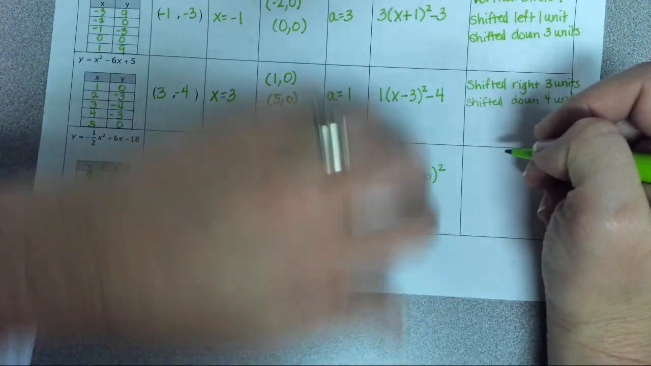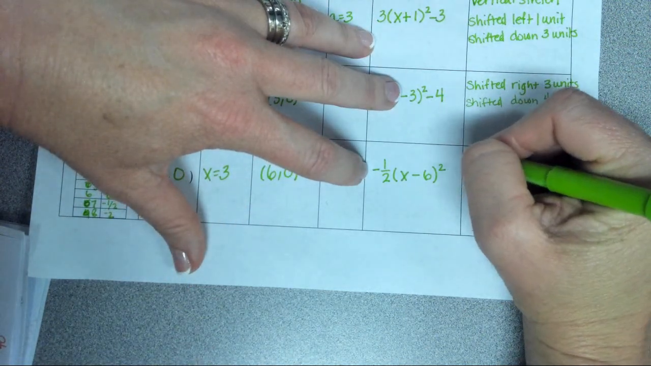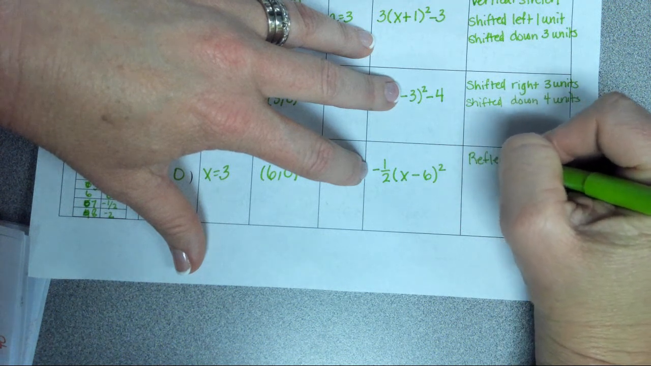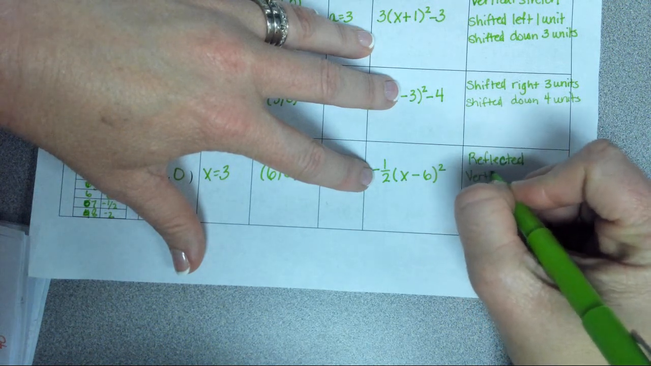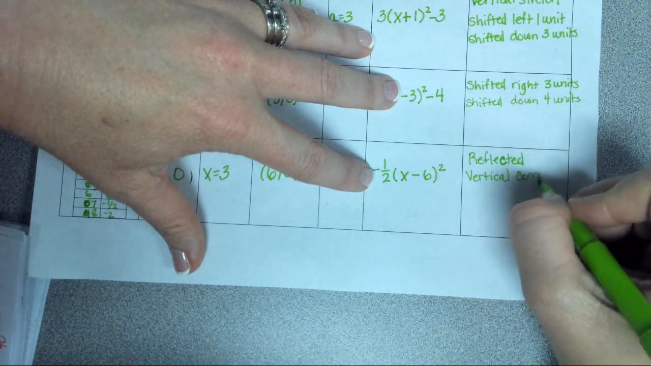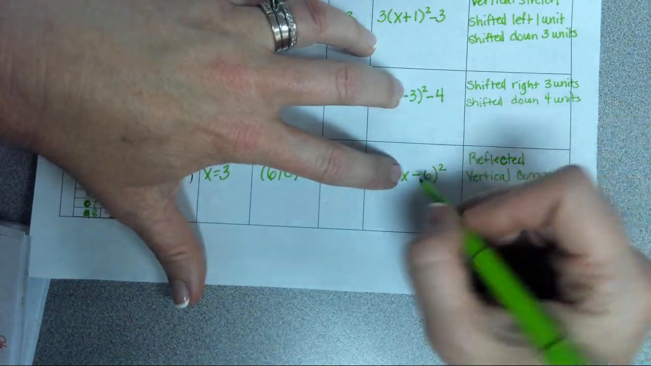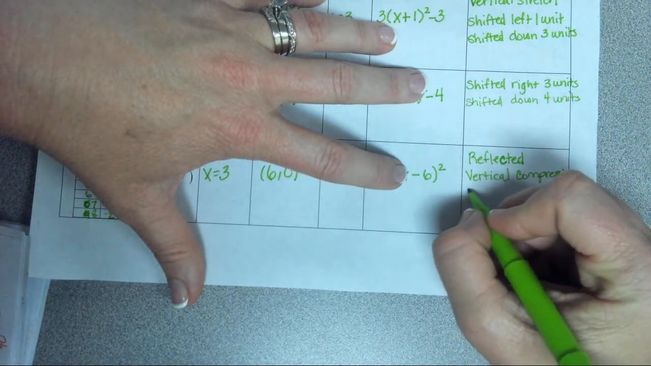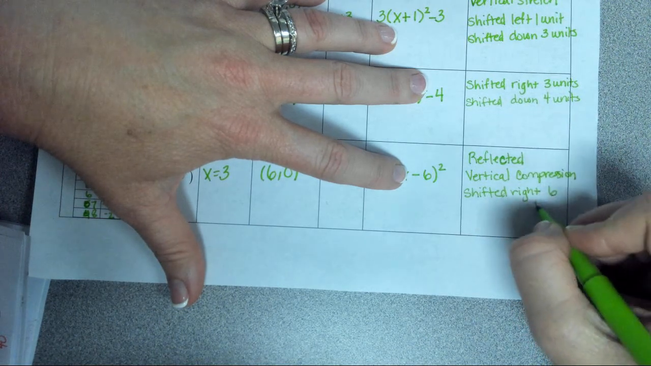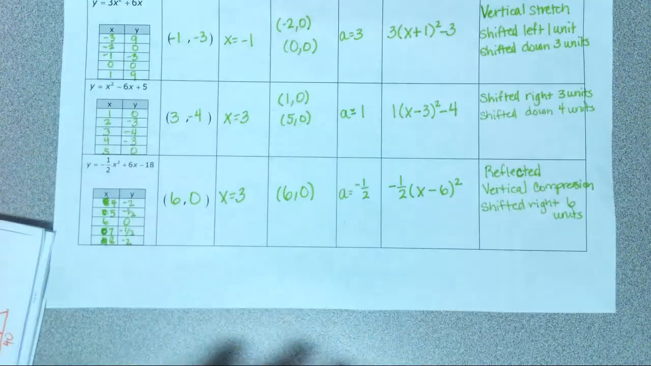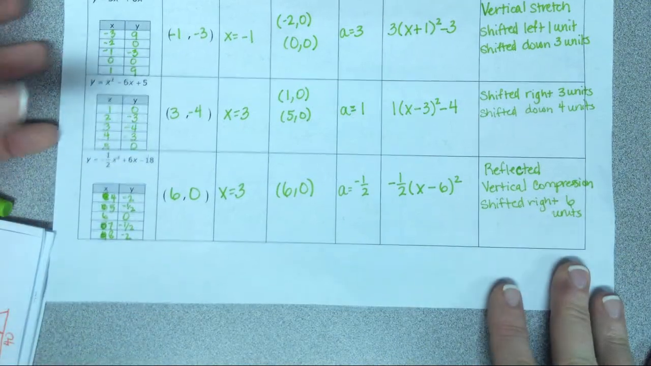So now to describe the transformations, I know that I have a reflection because this is negative, so we can say reflected. And then we have a vertical compression because my a value is between 0 and 1. And then from the inside of my parentheses, this minus 6 tells me it's shifted right 6 units. And that completes our paper on attributes of quadratic functions.